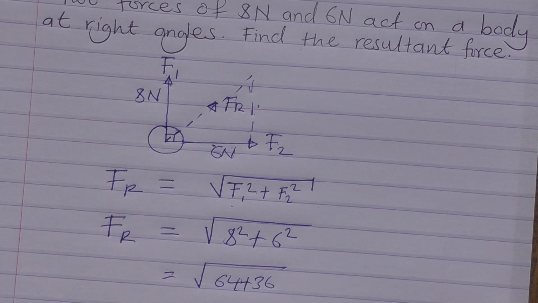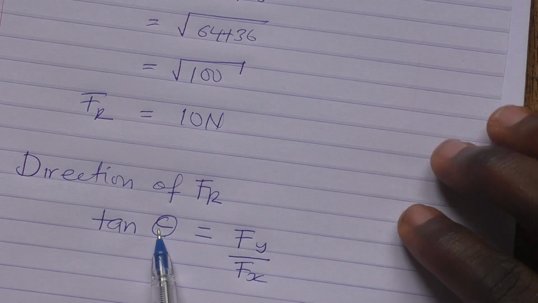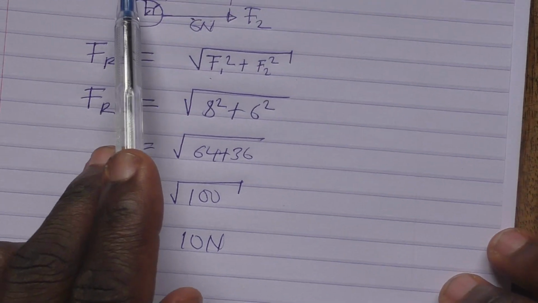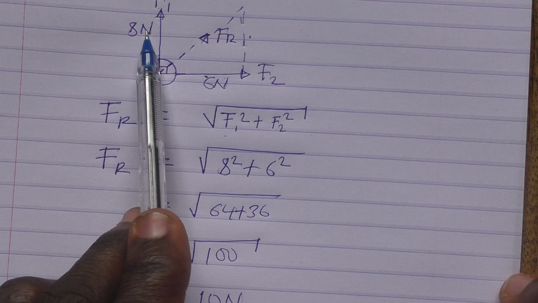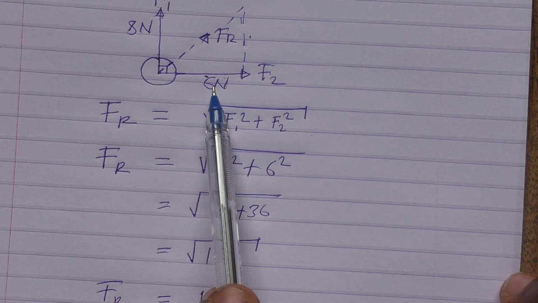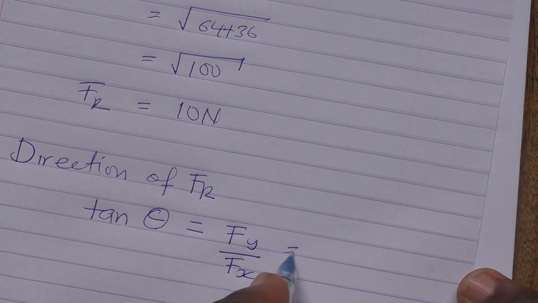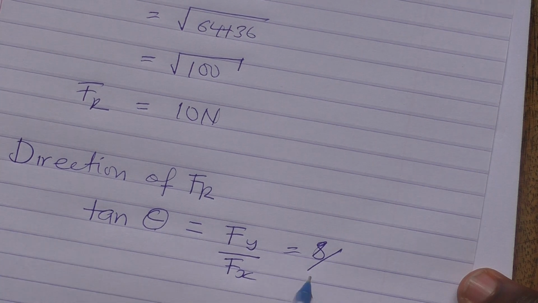Meaning that tan theta is given by Fy, the vertical component, which is 8 in this case, over Fx, the horizontal component, which is 6. So that will be 8 over 6.